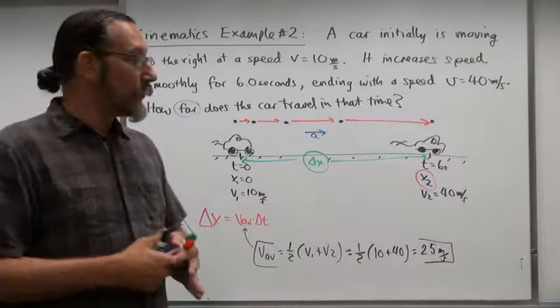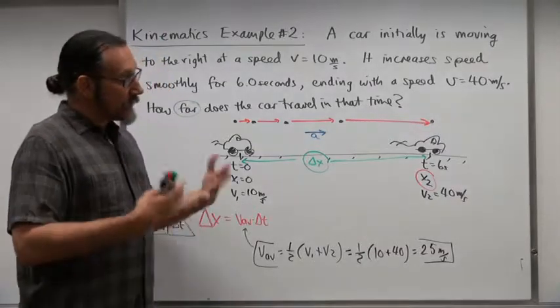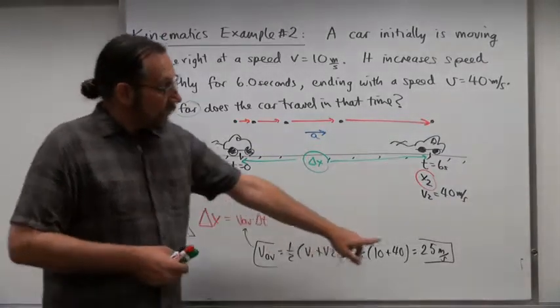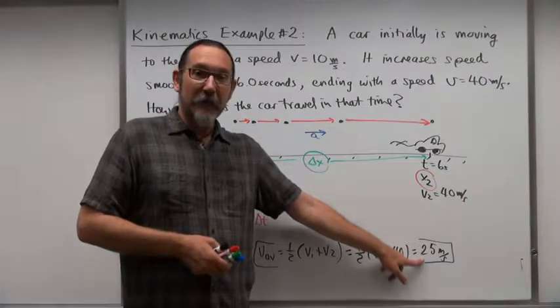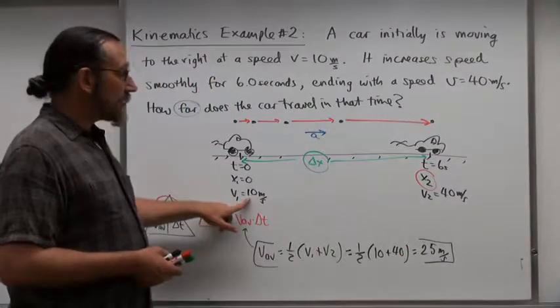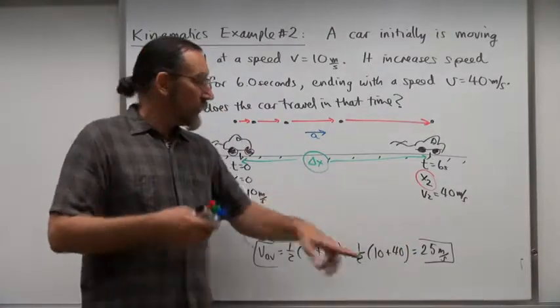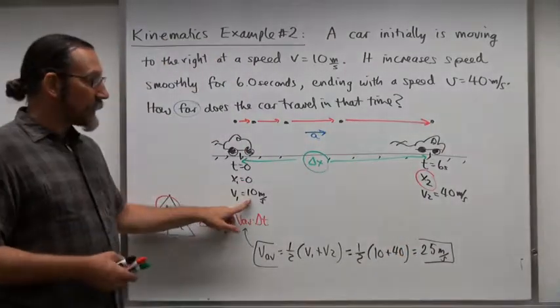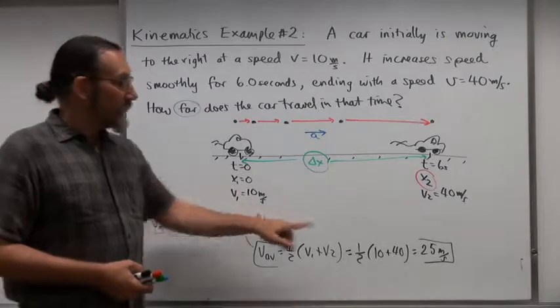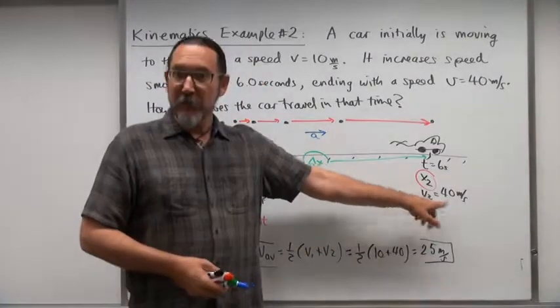This is a really important point for you to stop, take a breath, and think about it. This speed is supposed to be the average. If I start at 10 and I end at 40, I need to find a speed that's somewhere in the middle. Well, this 25 is actually 15 bigger than the starting speed, and it's 15 smaller than the final speed, so we did it right.